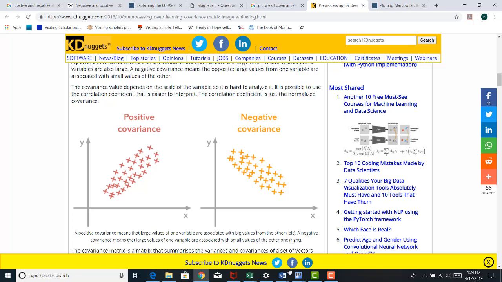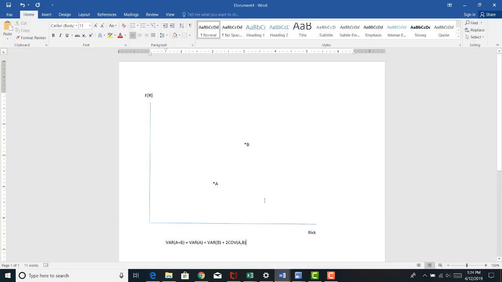Okay? So this is important because if the covariance is negative, then the variance of a portfolio made up of A and B can actually be lower than either the variance of A or the variance of B because the covariance is so negative. Does that make sense? That's super important to understand. So if I have 50% of my wealth in asset A and 50% of my wealth in asset B, I'm not going to be right here in the middle if the two assets negatively covary.